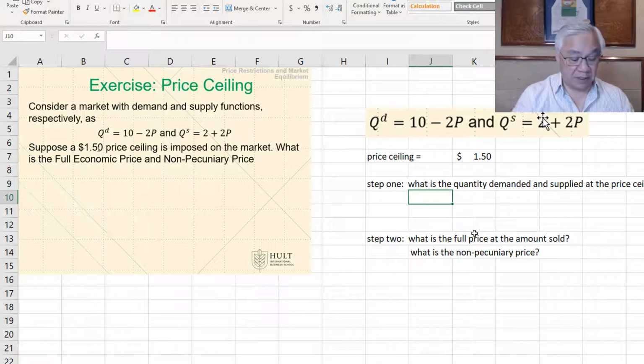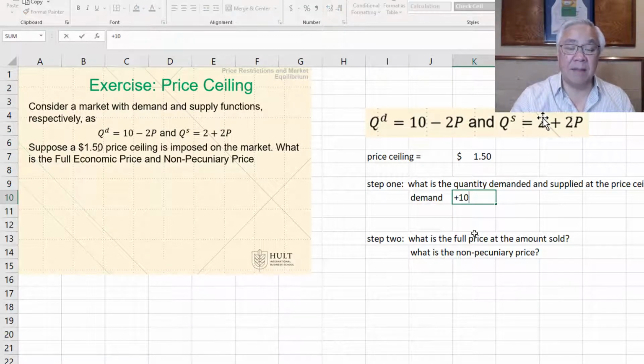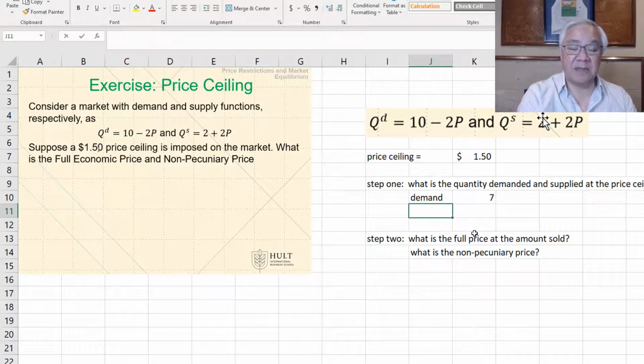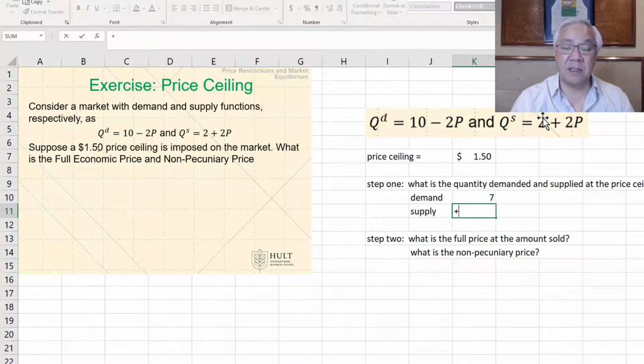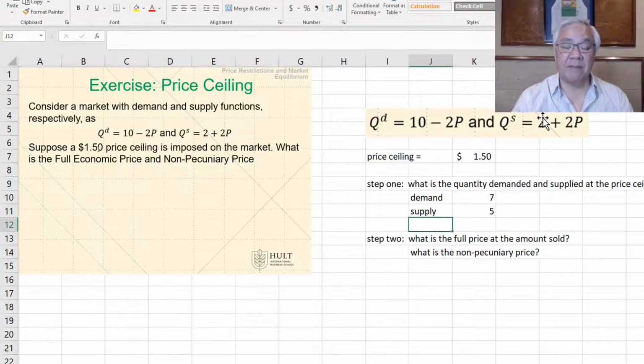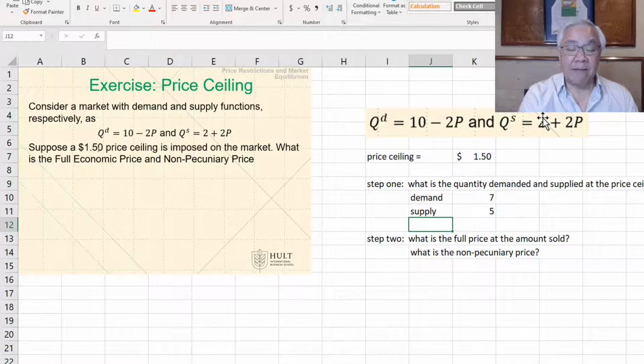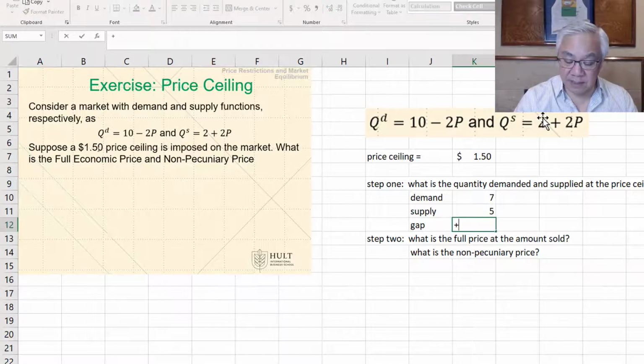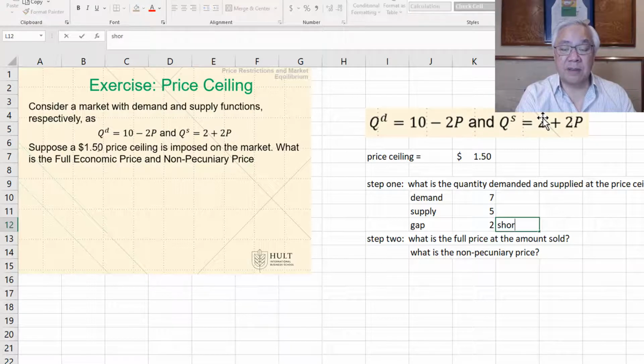So let's just set what is the demand, and that equals 10 minus 2 times 1.5, which is 7. And what is the supply? That equals 2 plus 2 times $1.50, which is 5. So now we know the gap is equal to 7 minus 5. So that's the amount of shortage.